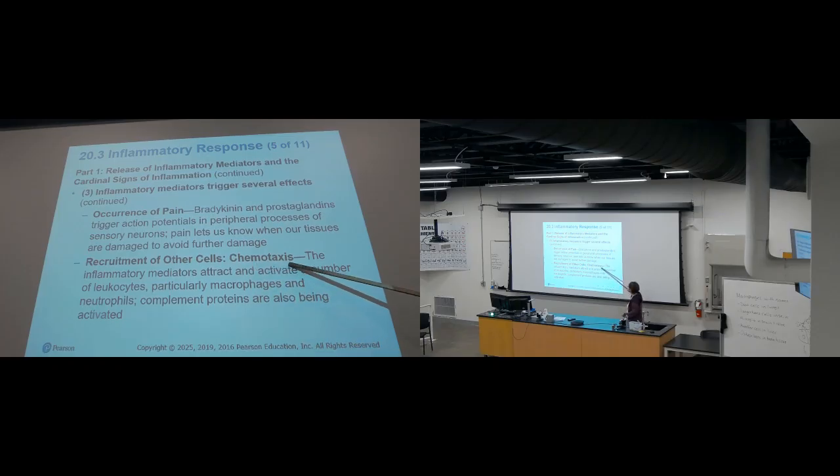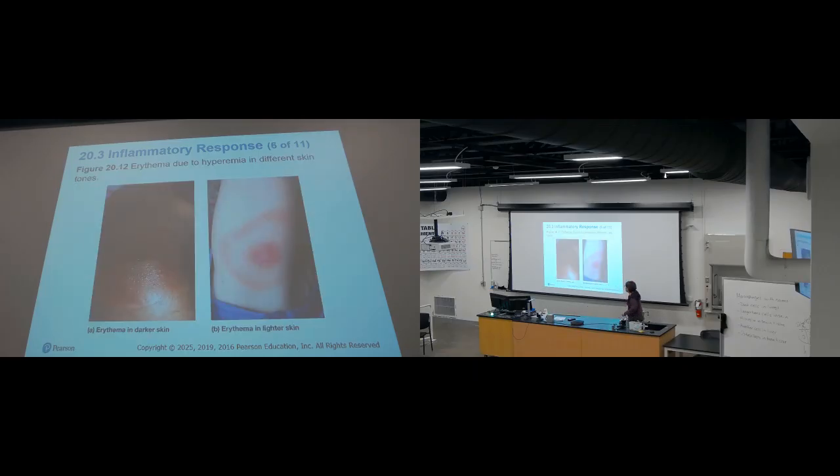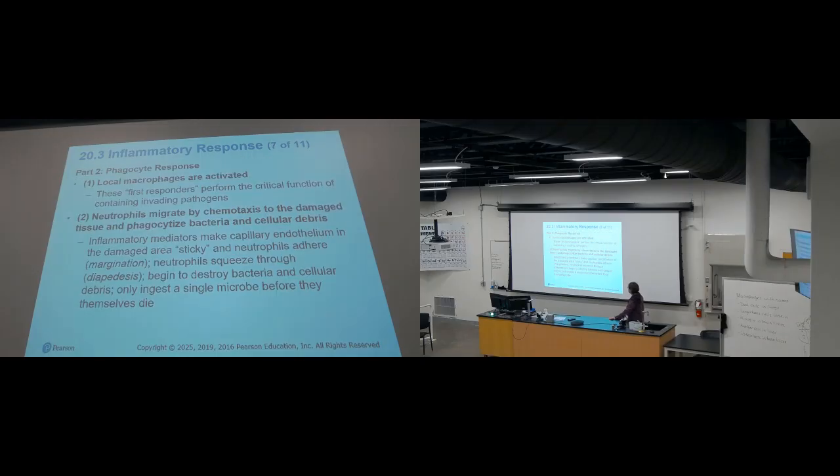So recruitment of cells happens through chemotaxis. So chemical mediators of inflammation attract and activate leukocytes, macrophages, and then even the complement system. So here we have erythema in darker skin, which is redness, and erythema in lighter skin. Any questions?